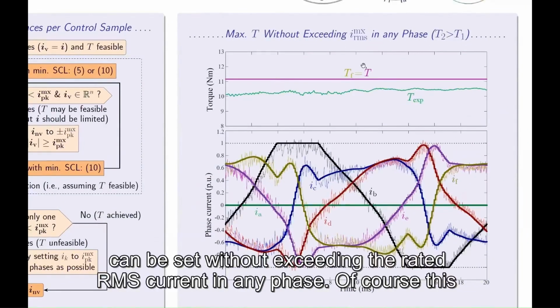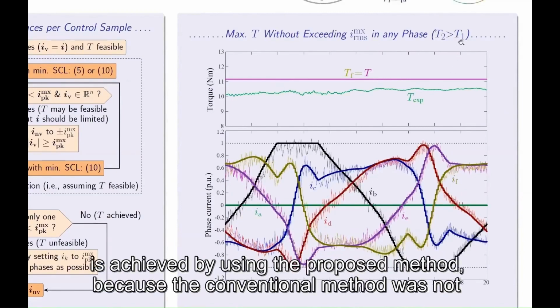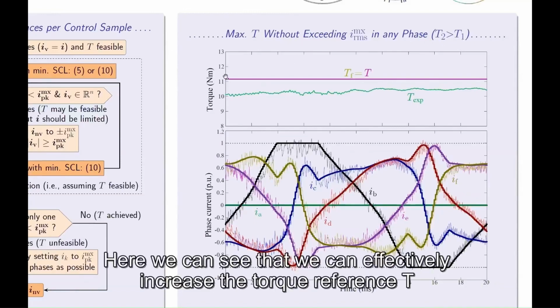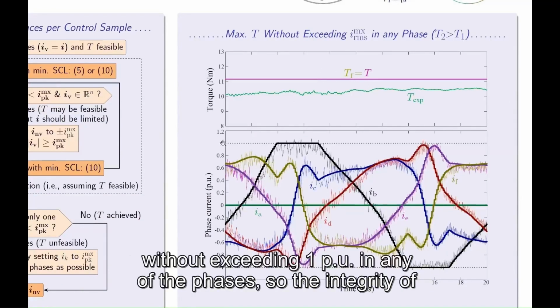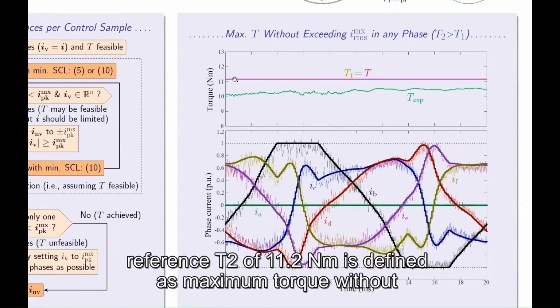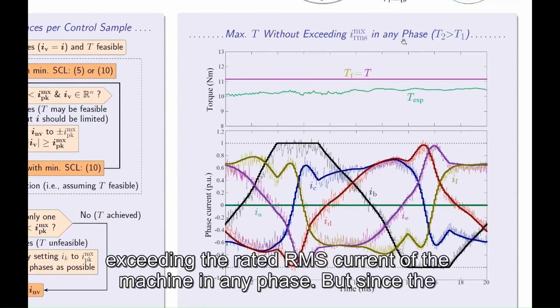Of course, this is achieved by using the proposed method because the conventional method was not able to surpass 8.8, which we called torque T1. And here we can see that we can effectively increase the torque reference without exceeding 1 per unit in any of the phases. So the integrity of the drive is effectively preserved. It is important to remark that this torque reference T2 of 11.2 Newton meters is defined as the maximum torque without exceeding the rated RMS current of the machine in any phase.